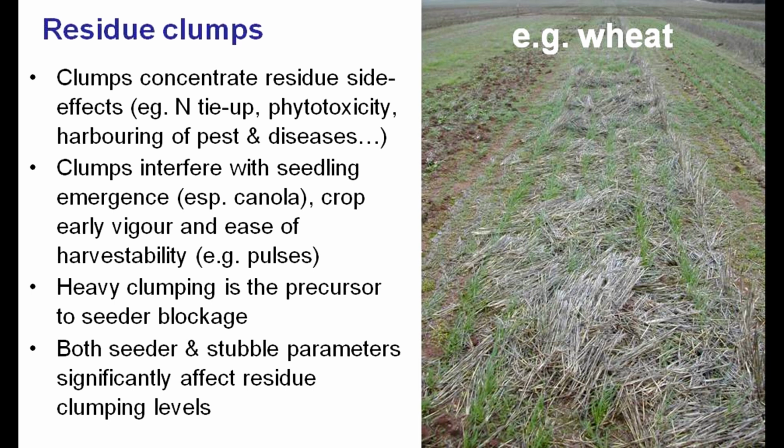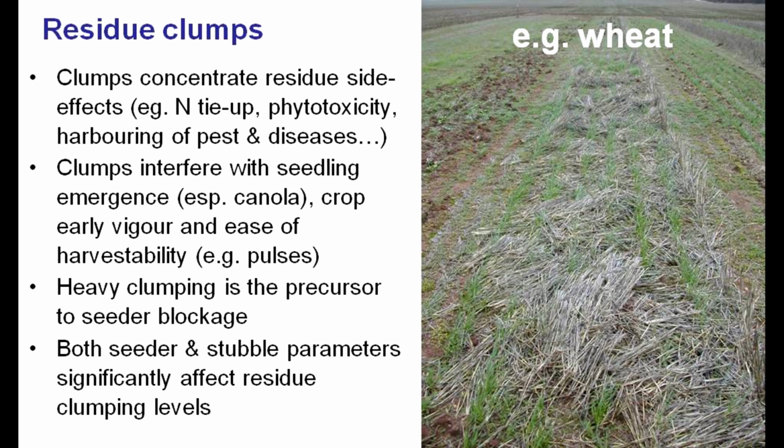But more so for us it is about the establishment of the crop and how uniform that crop establishment is, especially crops like canola, which are quite sensitive. Then there is harvestability, and also essentially the bigger the clumps, the more unstable the machine is, so the higher the risk of blocking the machine. So we want to minimize that to avoid trouble in the paddock.